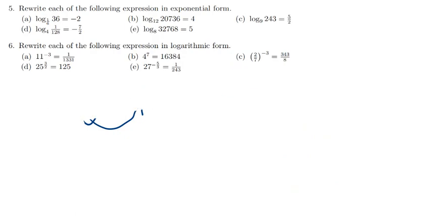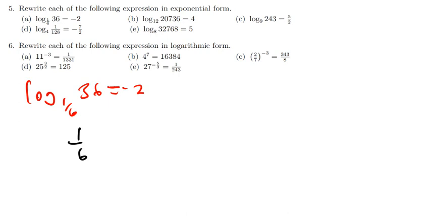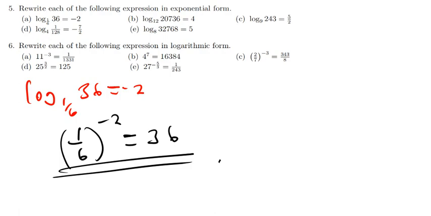Question 5 is telling us to rewrite each of the following expressions in exponential form. The first question is log base 1 over 6 of 36 equal to negative 2. So the only thing here is to get the base, 1 over 6. This has to be raised to the power of what is outside, equal to what is inside. As simple as that. You can solve the rest. Who can tell me part B? What is B going to be from what I've given you here?